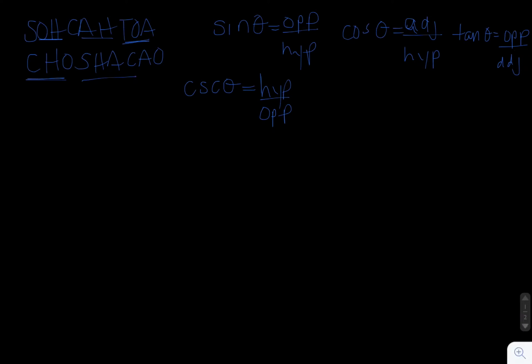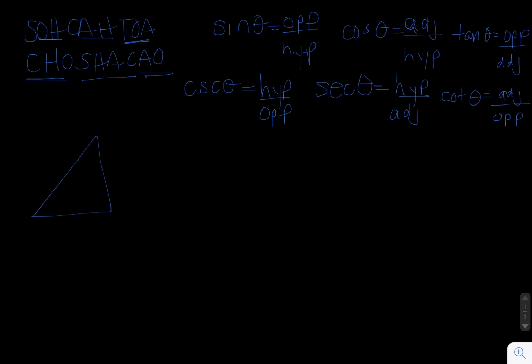Our sha stands for the secant. Secant of theta is the reciprocal of our cosine, so that is hypotenuse over adjacent. And cow here stands for cotangent. Cotangent is the reciprocal of tangent, so that is adjacent over opposite. Okay, so now that we have all of our acronyms down, how can we use this information?